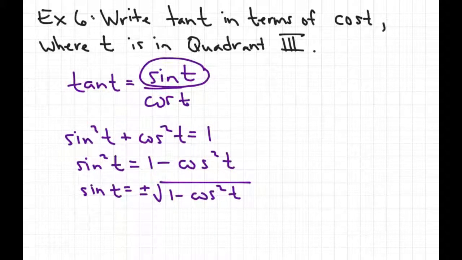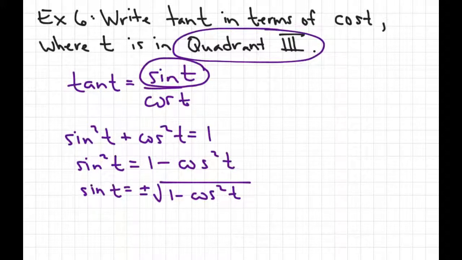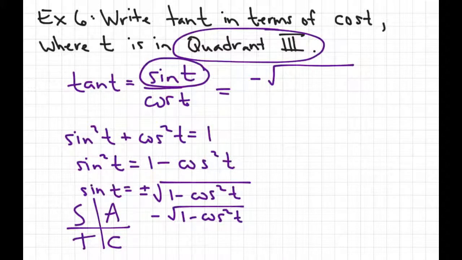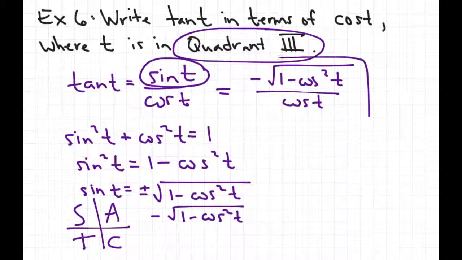By moving the cosine squared to the other side and then square rooting it. Now here's the next thing. When you take a square root, you don't know if it's positive or negative, because a positive squared is positive and a negative squared is positive. But it did tell me it was in quadrant 3. In quadrant 3, are signs positive or negative? They're negative. So it turns out that I want to use negative square root of 1 minus cosine squared t. So now I could rewrite tangent as negative radical 1 minus cosine squared t over cosine t. And now I've written my tangent in terms of cosine.